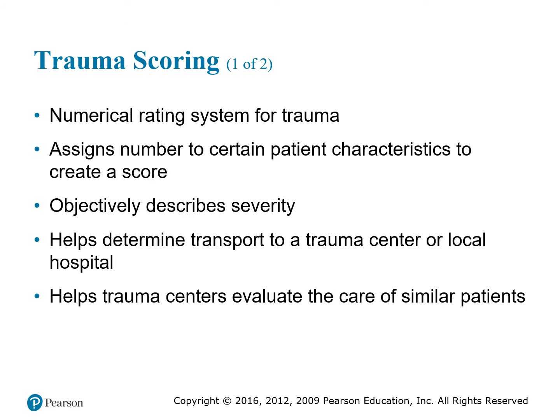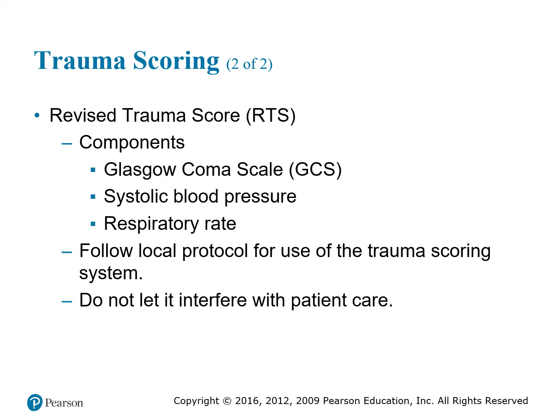All right, so we're going to talk about trauma scoring here for a little bit. It's called a revised trauma score. It gives you a rating on how bad your patient is. It assigns your patient numbers based on certain criteria, and it tries to give a rating to how severe your patient's injuries are, or how critical the patient is. And it helps the hospitals too.